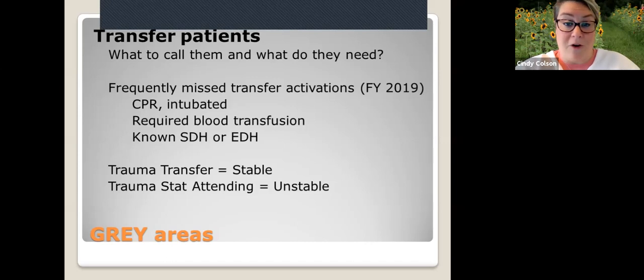And we've heard all of the things, like med alert, trauma, PICU, trauma transfer attending. So the real terminology that we do use for an unstable transferred patient in trauma is trauma stat attending. A good way to think of it is if you have a stable trauma transfer patient, it's just a trauma transfer. If you have an unstable trauma transfer, then it would be a trauma stat attending.